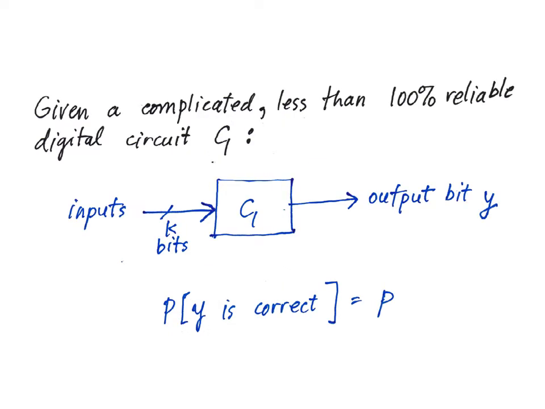Now let's take and apply this majority gate in a very complicated digital circuit. Let's say that we have a circuit, call it C1, which has k input bits and a single output bit. C1 could have thousands of digital logic gates. The probability that its output is correct is based on the probability that each of the circuits inside is properly working. And let's say that it's less than 100% reliable, giving it probability P of working properly.